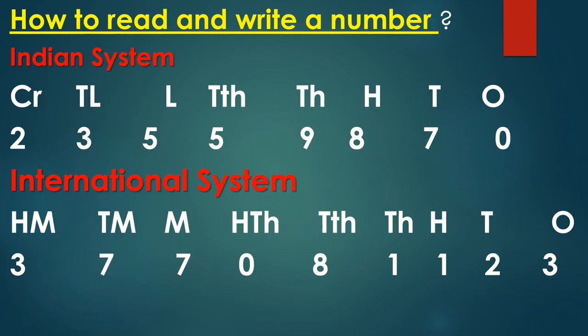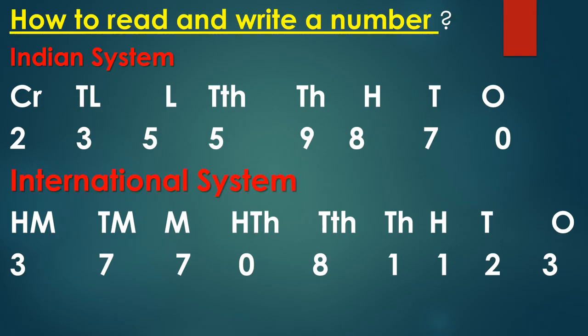One number here I have written for you in Indian system. Now see how I am reading it. It is 2 crore because above 2 place is written crore. So it is 2 crore. Then on lakh period, here it is written 35. So it is 35 lakh. 2 crore 35 lakh. Then it is 59,870. I am repeating 2 crore 35 lakh 59,870.